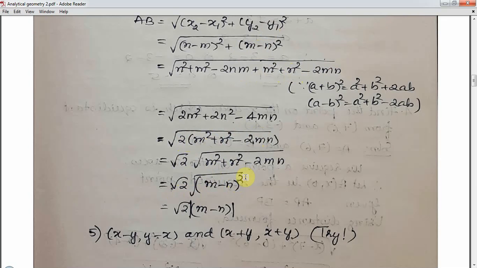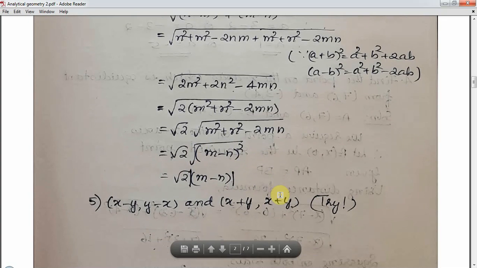Square root and square get cancelled. So what is left is modulus of m minus n. It may be positive or it may be negative. Therefore, we write it as modulus of m minus n. Usually, root of something we write as plus or minus. Instead of that, I'll write it as modulus of m minus n.